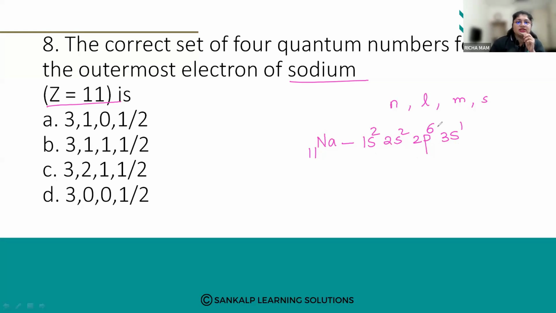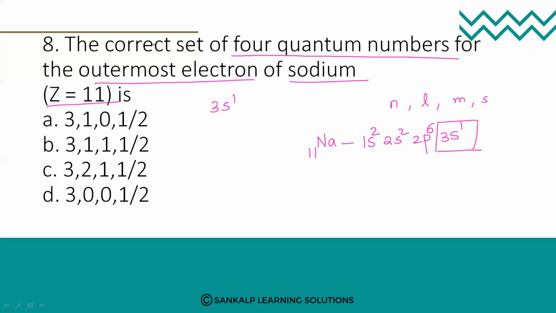So what have they asked? They have asked us to find out the 4 quantum numbers for the outermost electron. Which is our outermost electron? 3s1. Can anybody tell me what is the answer? Which are the 4 quantum numbers for 3s1? We have solved this for copper; we took different examples in the last class. How are we going to find out? I have written the electronic configuration also.